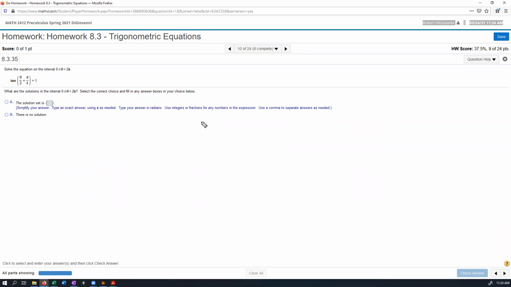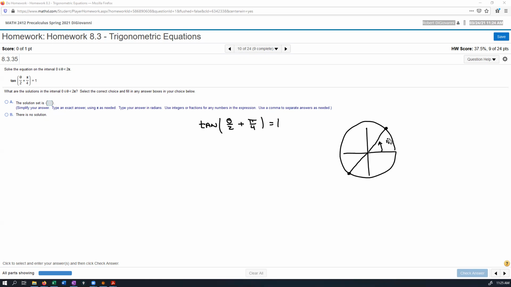Another one. All right, so tangent of theta over 2 plus pi over 4 must equal 1. Okay, so where is the tangent function 1 on the unit circle? Tangent is your y coordinate divided by your x coordinate. And the only time that those are exactly the same, so that when you divide you get 1, would be here, and then directly across from it right here. Since they're directly across from one another, I can just do this angle here, which is pi over 4, and then just add half rotations.